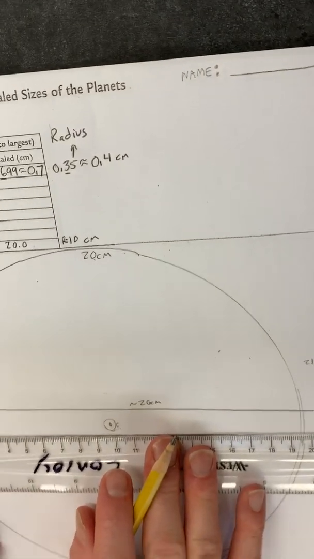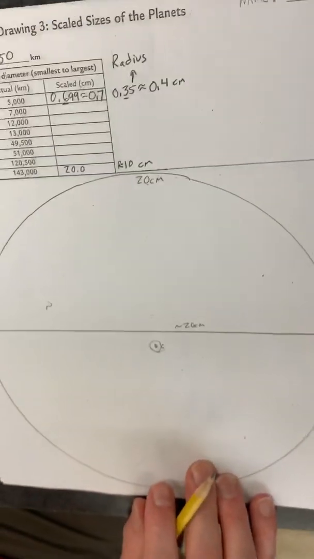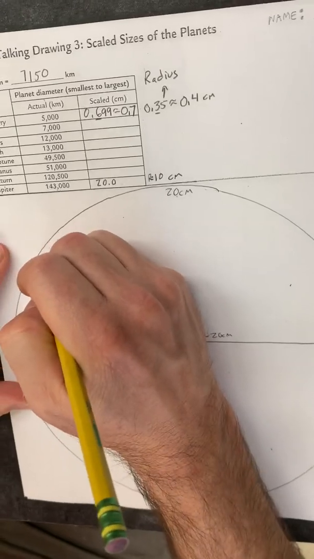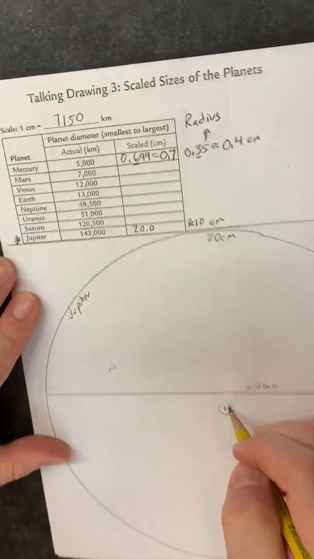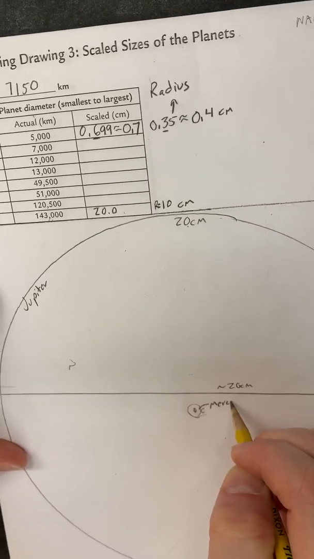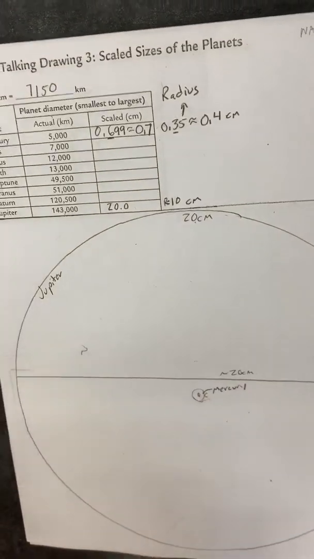Good luck. Oh, at the end, don't forget to label too. So I would just put Jupiter here. And down here, Mercury. And then you'll be ready to move on.